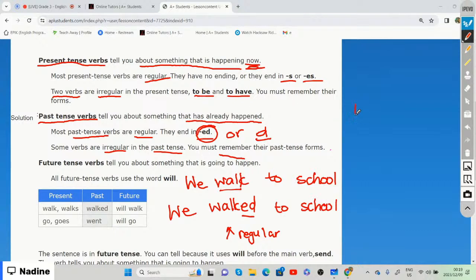For example, write is the present, but in the past, I wrote. In the present, it's like I think, and in the past, I thought about it. These are irregular verbs. And regular verbs basically end in ed.